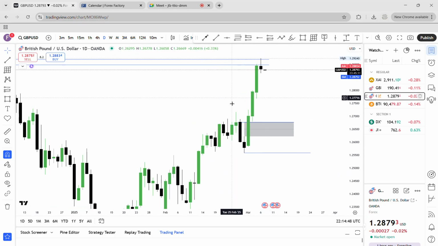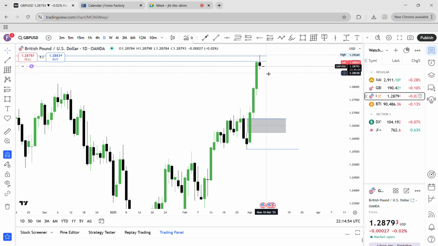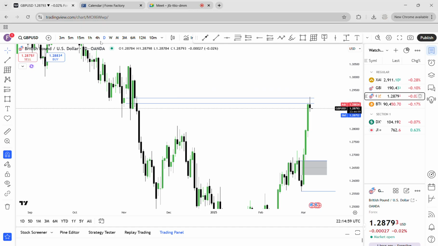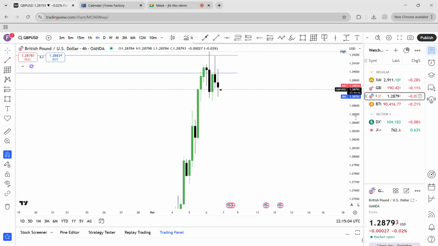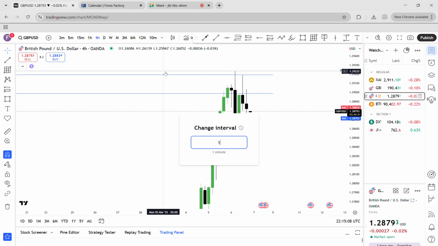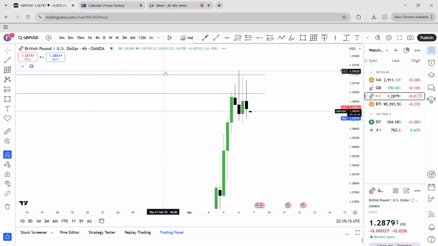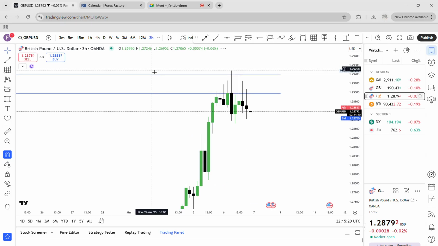So now we've broken this structure and this structure. This is a low and this is a high. We are in an area of interest right now as well. If you go to the 4 hour, what can you see in the 4 hour regarding this price? Maybe 4 hour is not the best. Let's go down to the 12 hour, 6 hours, 8 hours, and 3 hours.